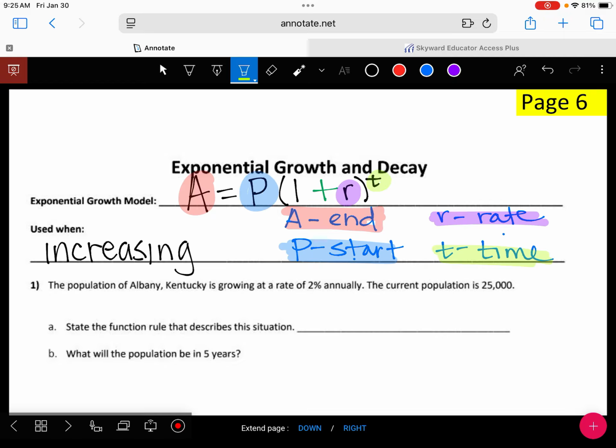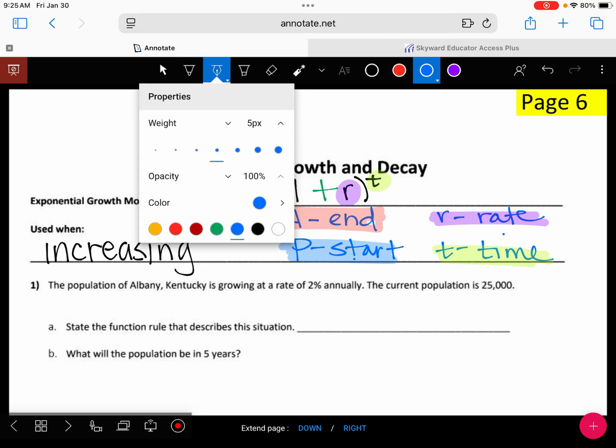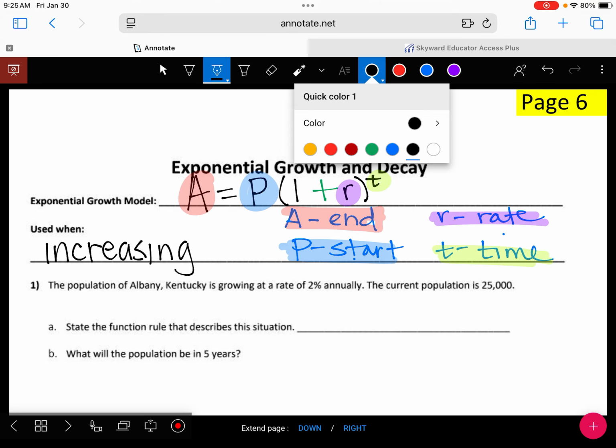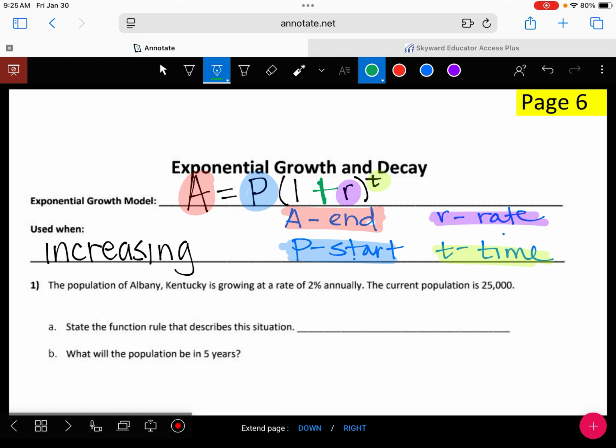Now, whenever we're talking about growth, growth is addition. That's why there's a plus sign here. That's really important. The other thing that's important is that when you have a rate, your percentage, because your rate is going to be in terms of a percentage, you have to divide that by 100. So we have to change the percent to a decimal. And we do that by dividing it by 100.